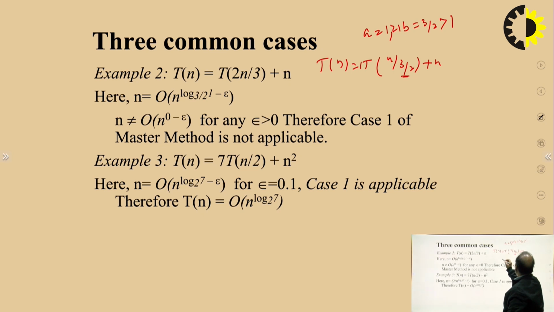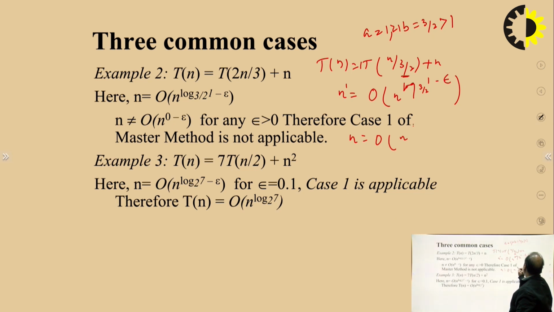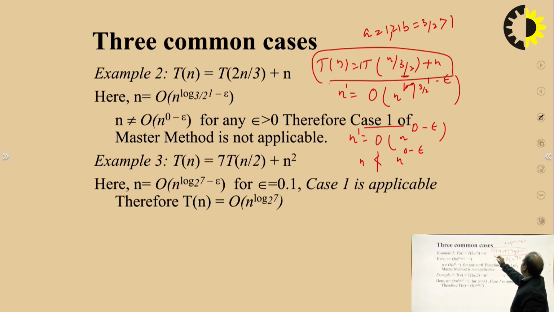So let's start with case number 1. Is 1 big O of n to the power log a, where a is 1 and b is 3/2, minus epsilon? That means, is it possible that n to the power 0 is less than n to the power 0 minus epsilon? No, it cannot be. That means case 1 of this method is not applicable over here. So master method case 1 failed over here.